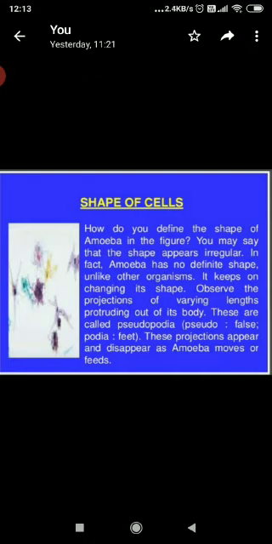The shape and size of the cells are related to the functions performed by organisms and not to the size of the organism. That means the shape and size of the cells are related with the functions they are performing and not with the size of organisms.